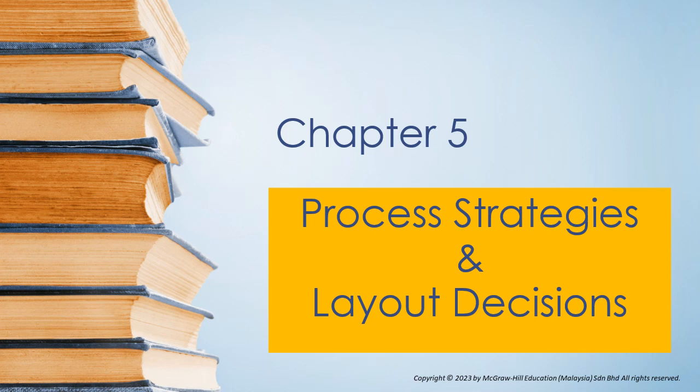So we proceed to chapter 5, that is process strategies and layout decisions. This chapter consists of two parts. The first one is process strategies, which you can see in chapter 5 in the textbook. And the second one is layout decisions, which is available in chapter 7 in the textbook.